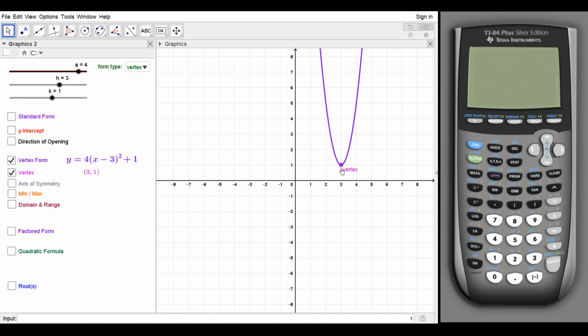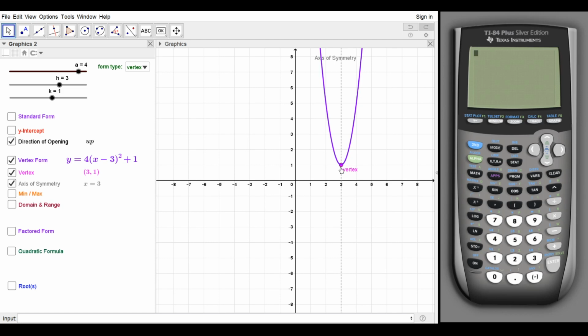Now because the vertex is the point that the axis of symmetry cuts through vertically, I should be able to write my equation x equals 3 right over here. As you can see, the axis of symmetry goes right through there. Now, because my a is positive, the direction of opening happens to be up. This tells me that my vertex is going to be the lowest point of the graph.